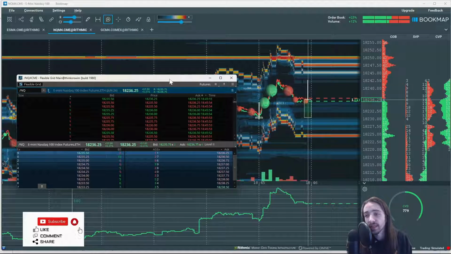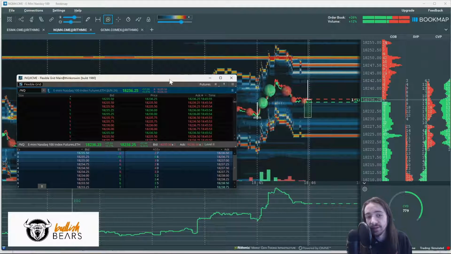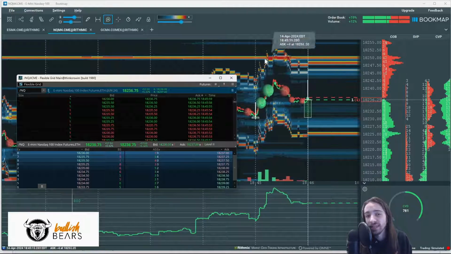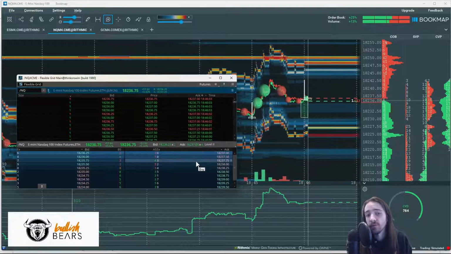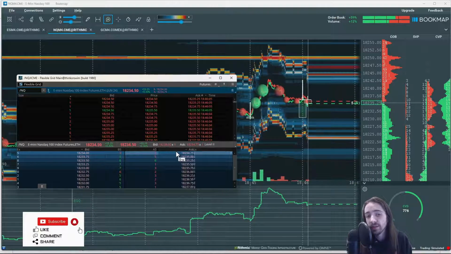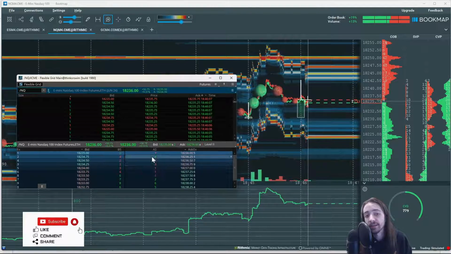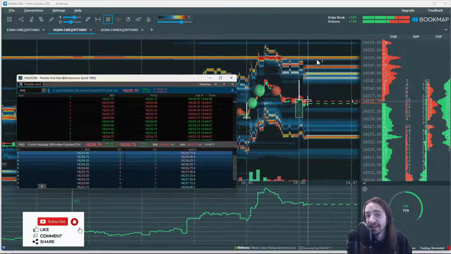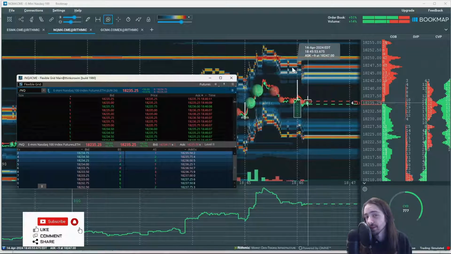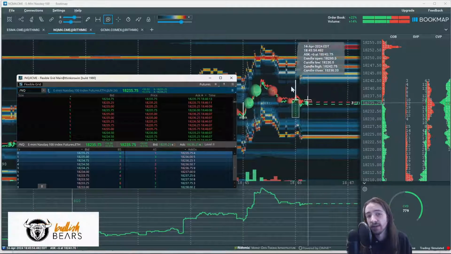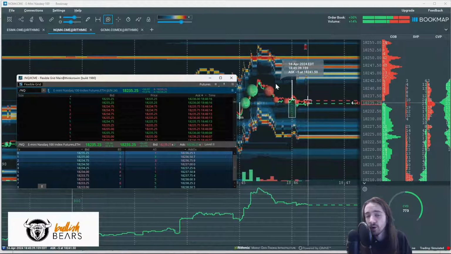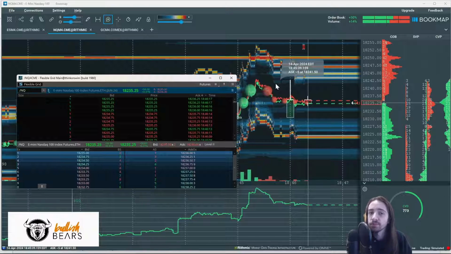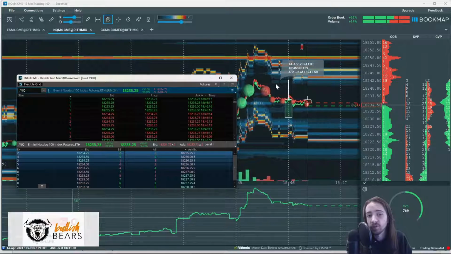Now, when we're looking at our time and sales and our level 2, the heat map shows us the level 2. So if we're looking at the level 2, we're really looking for how heavy is the ask if we want to see if we're going to break a specific level, or how heavy is the bid as well. So knowing these levels and knowing what we're looking for, once we use Bookmap, it really helps us visualize this.